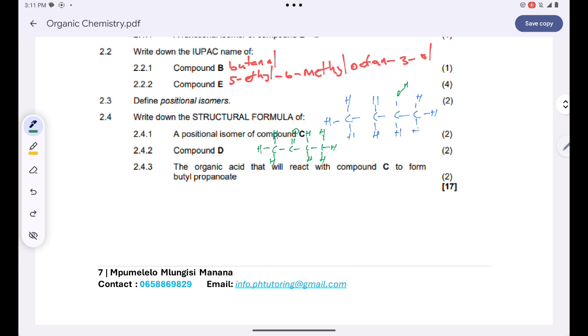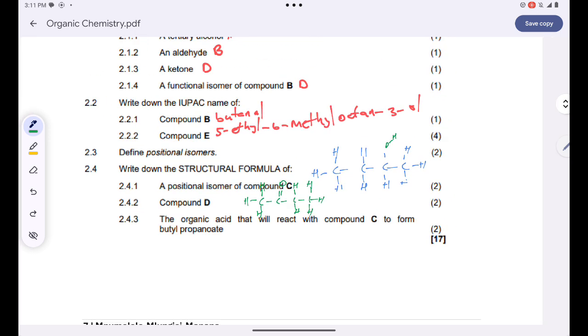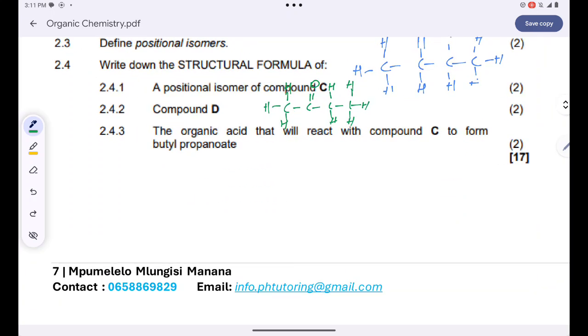Now we must write the structural formula of the organic acid that will react with compound C to form butyl propanoate. Okay, butyl propanoate is an ester. The butyl part comes from an alcohol. That means they've used the primary alcohol, which was butan-1-ol. Are you together? And then the propanoate should come from a propanoic acid. If you mix the two, you will form an ester, and the name of that ester will be butyl propanoate.